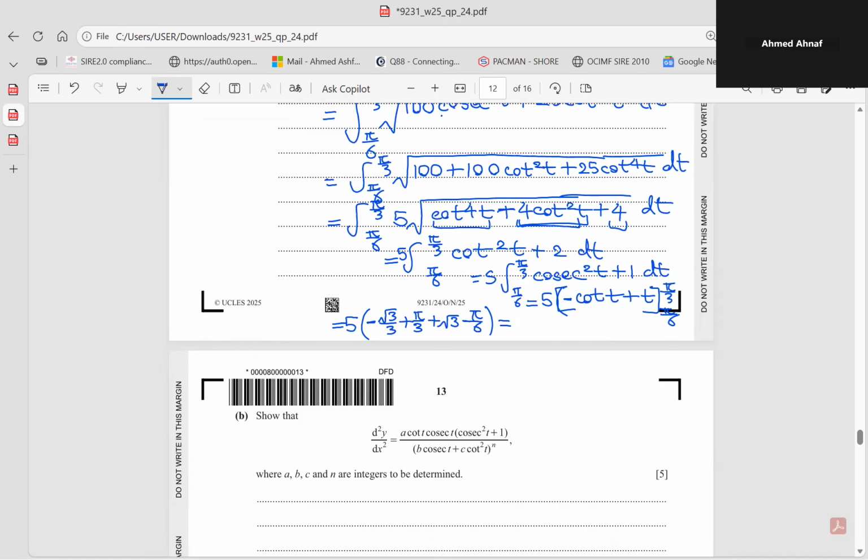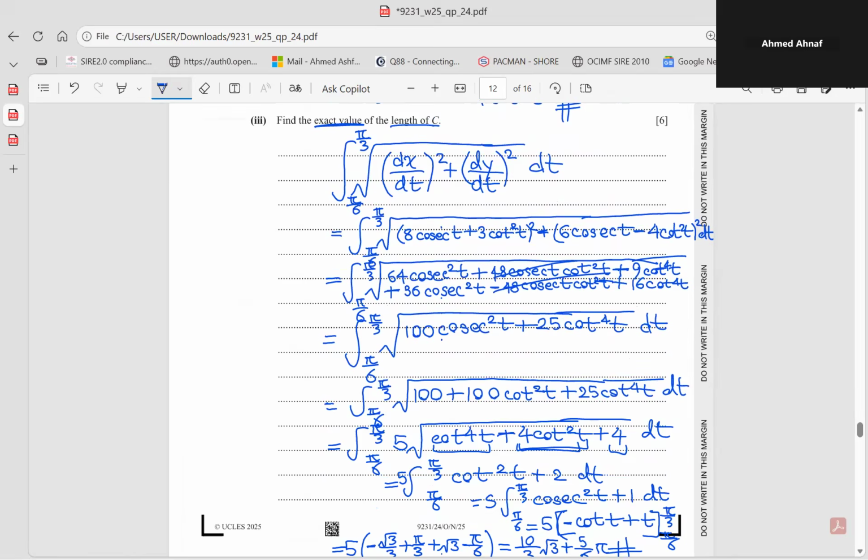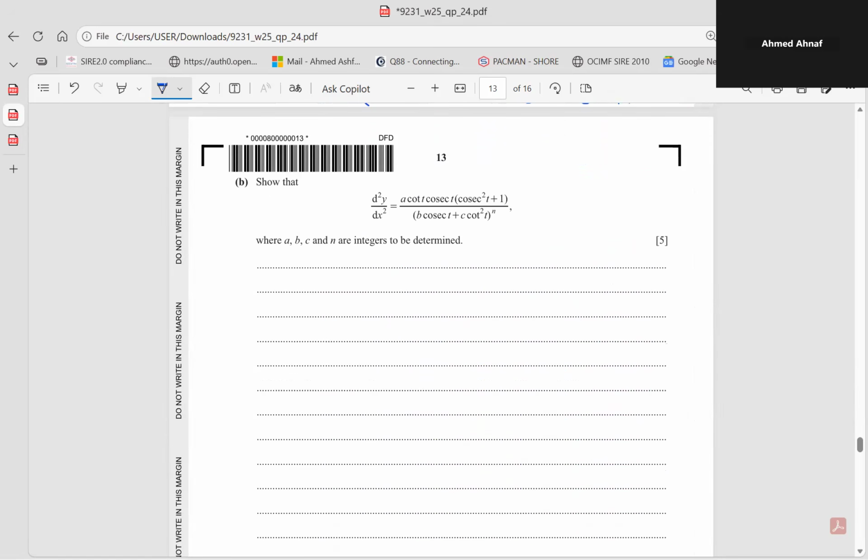Simplifying and all that, you'll get 2 over 3 times 5, so 10 over 3 square root 3, plus 5 over 6 pi. So this would be the final answer for this part. Let's move on to the next part.